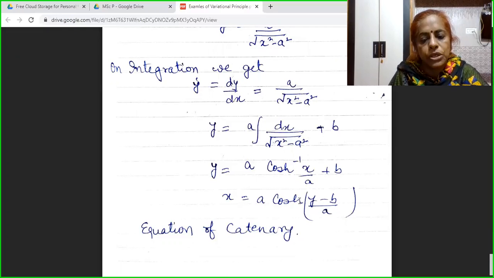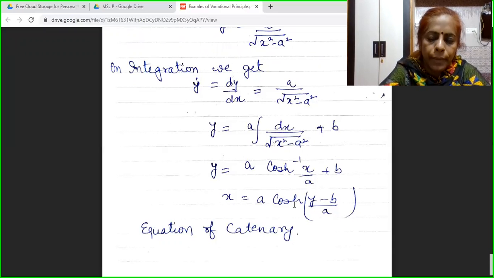This is the equation of a catenary. What is a catenary? Students, you might have seen the chain near some parks. The shape which that chain forms is called a catenary. A catenary is different from a parabola. It has a U shape, but it is not a parabola.